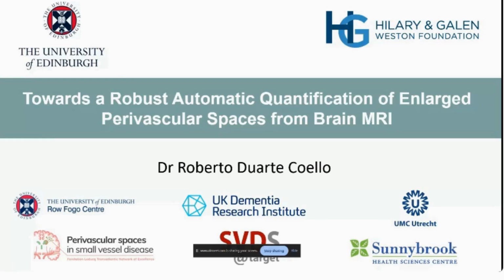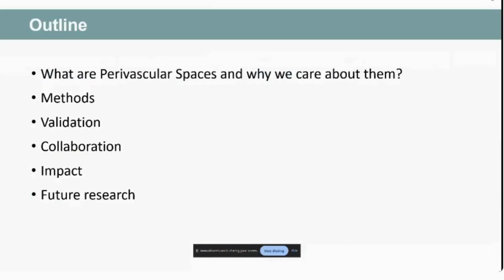So first of all, I will explain what perivascular spaces are and why we care about them. Then I will explain what methods we use and how we validate these methods, and then how you can share these developments with other people and improve the impact of your research.